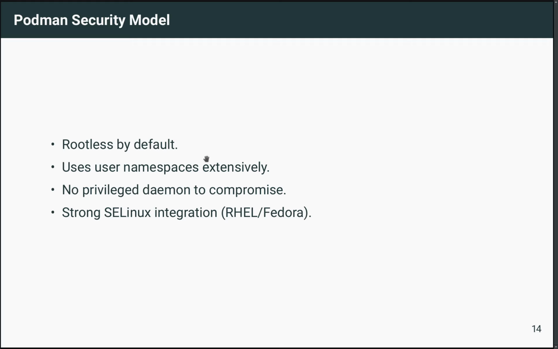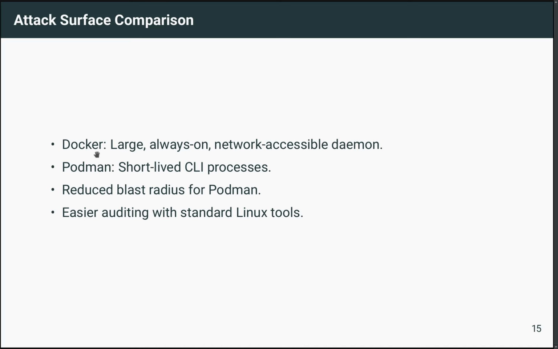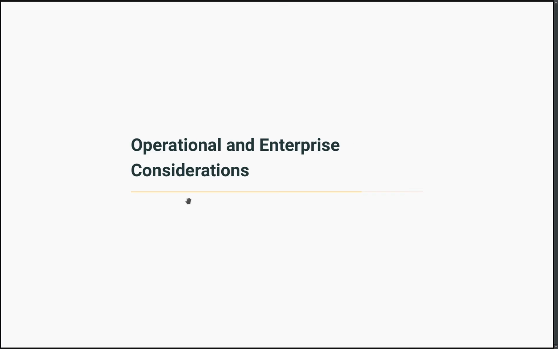Now, Podman is rootless by default and uses user namespaces extensively. There is no privileged daemon to compromise, and it has strong SELinux integration, for example, with RHEL or Fedora. Docker's attack surface is large, with an always on, network accessible daemon. Podman is a short-lived CLI process, with reduced blast radius for Podman, and easier auditing with standard Linux tools for Podman.